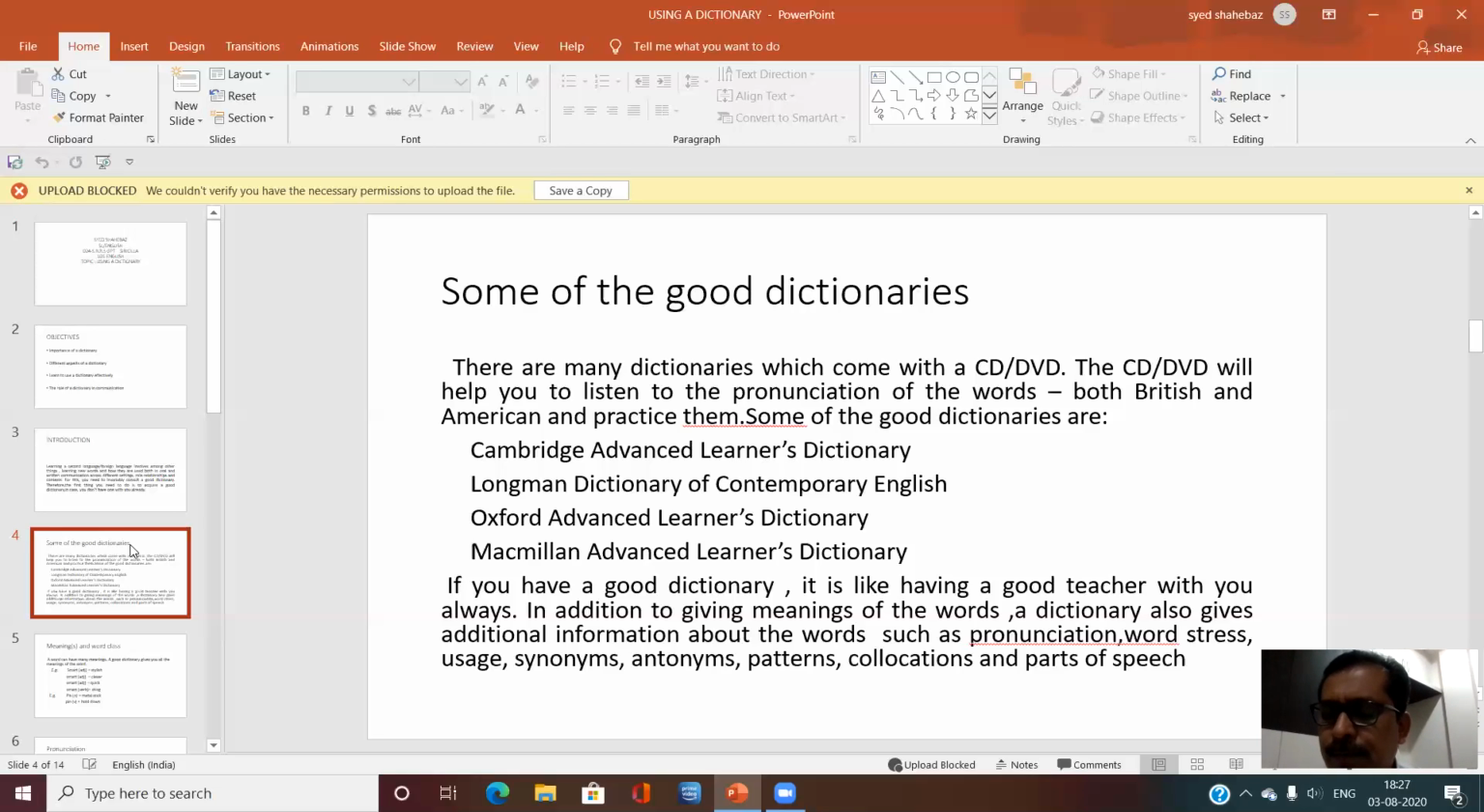Next is usage: how to use the word. Every word will have literal meaning and figurative meaning. Literal meaning is the exact meaning of that word. Figurative meaning is the second layer of the meaning that has to be learned along with the literal meaning. So, usage.